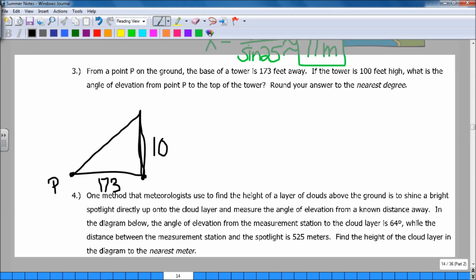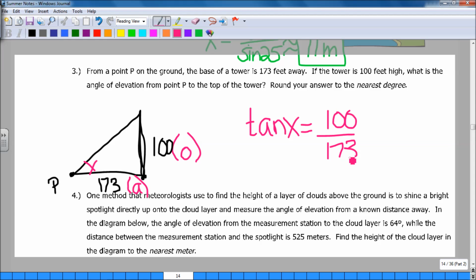So this time I need to figure out what the angle is. How big is this angle? Well, I know that this is the opposite, and I know that this is the adjacent. So I know for a fact that I have to use tangent. So tangent of x is equal to, oops, sorry about that, this is 100, not 10, is equal to 100 over 173. Now remember, we talked about this many times, this tangent of x does not mean tangent times x.